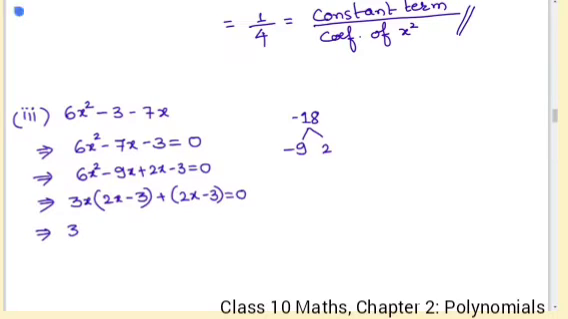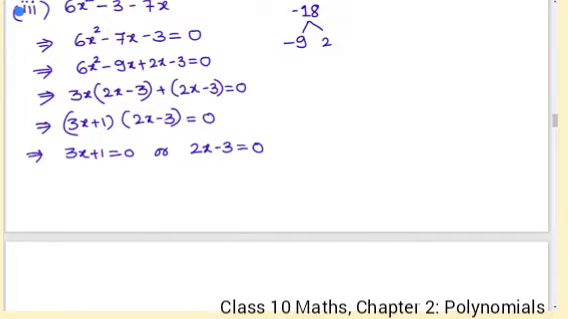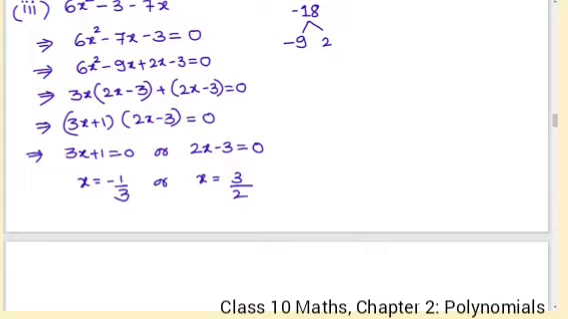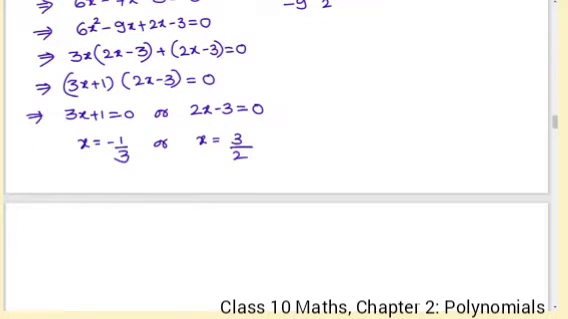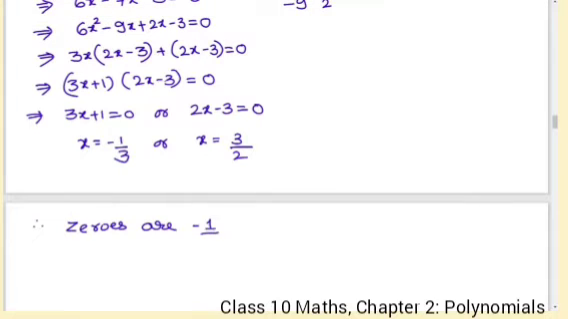So likewise you have to find 3x plus 1 into 2x minus 3 is equal to 0. Here 3x plus 1 is equal to 0 or 2x minus 3 is equal to 0. Here x becomes minus 1 by 3, here x becomes 3 by 2. Therefore, now the zeros are minus 1 by 3 and 3 by 2.